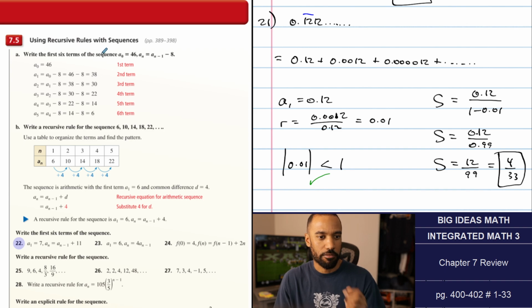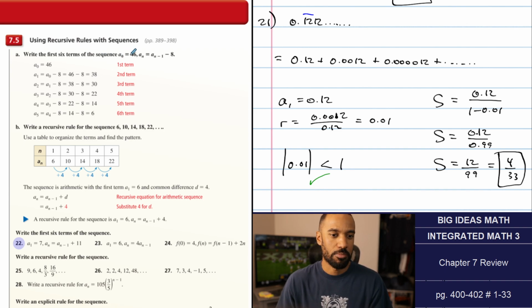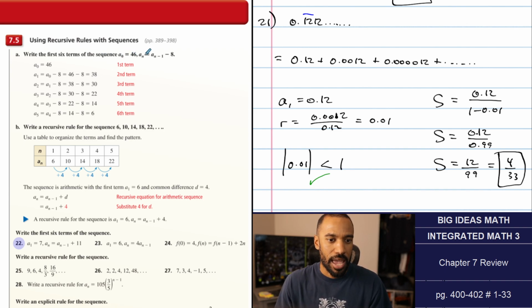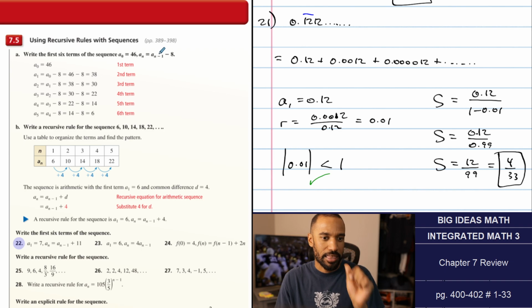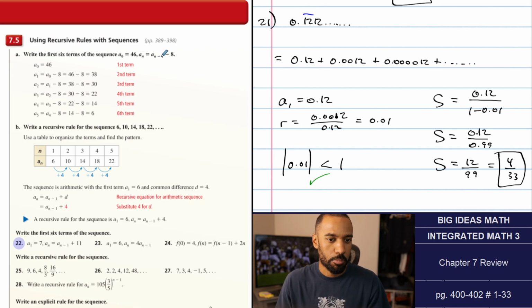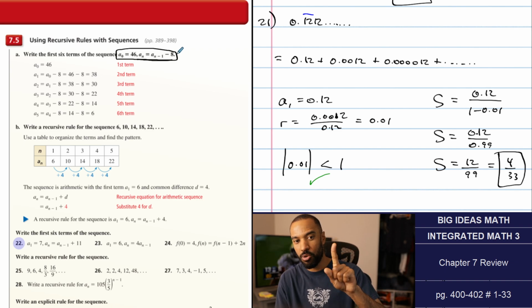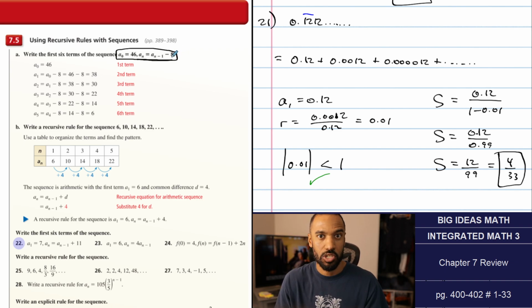First example says, write the first 6 terms of the sequence. A sub 0 is 46. Now the 0th term, A sub 0, is your first term. I mentioned that they do that sometimes. That's not common, but they are doing it here. So A sub 0 is your first term, and then for the next term, you take the previous term minus 8. That's how this recursive rule works. This is the entirety of the recursive rule you have to write, establishing what first term you have and how to get the next successive terms after that.